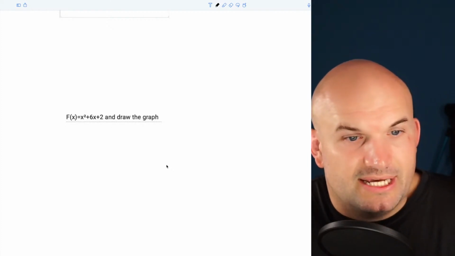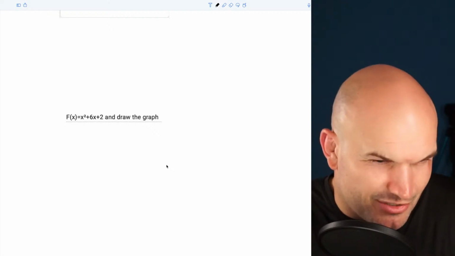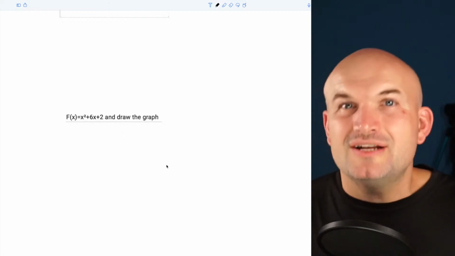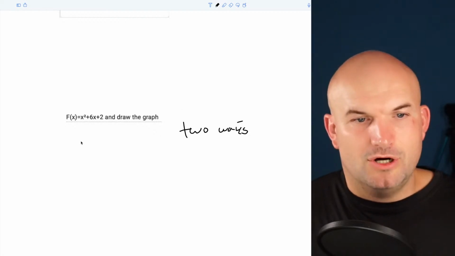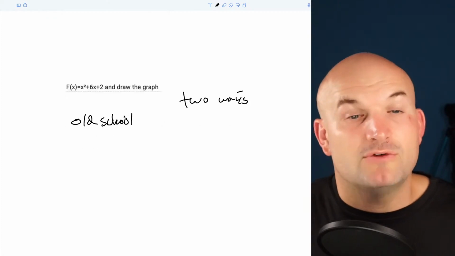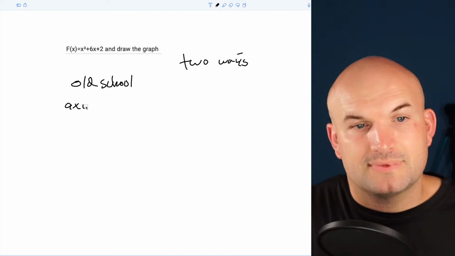What I would do in this case is, if you're in a previous class, Algebra 1, you might try to use finding the axis of symmetry and then plotting points. Actually, let's just do two different ways. Let's go old school. This is probably something you would have originally found: let's find the axis of symmetry.